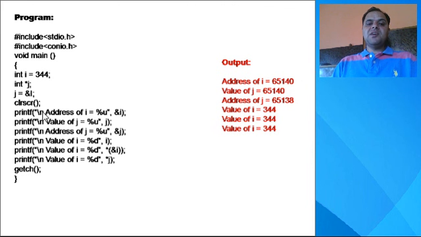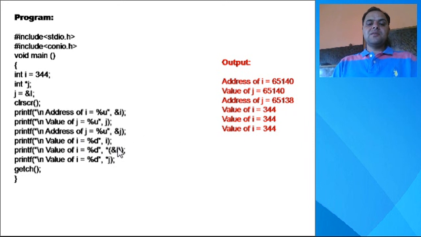The value of j is a pointer which contains the address of I. So the value of j is the address of I, and it will again print 65140. The address of j, let's suppose, is 65138. The value of I is 344, so it will print 344.